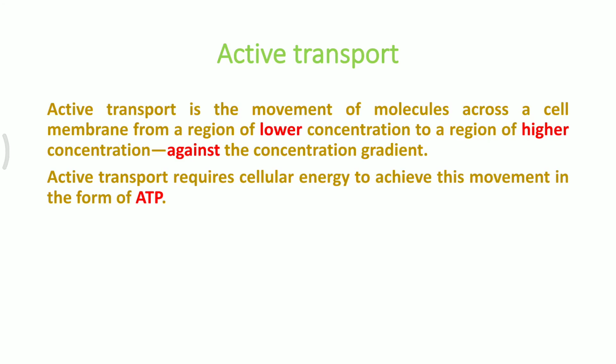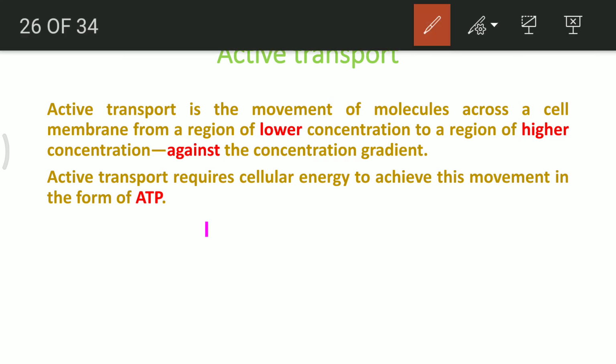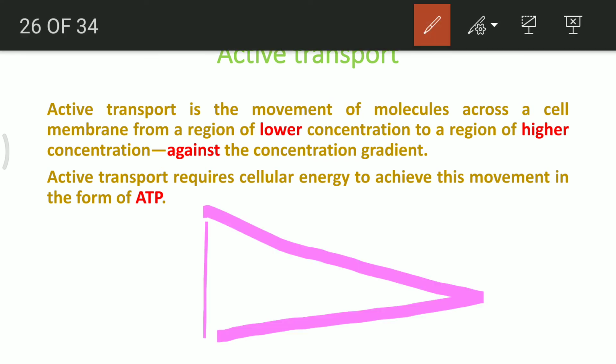Next is active transport. Active transport is the reverse of all the processes which we have studied. In every process, the movement of water molecules was from higher concentration to lower concentration of solvent. But here it is reverse. We have to move the substance from lower concentration, sorry, from lower concentration to higher concentration.